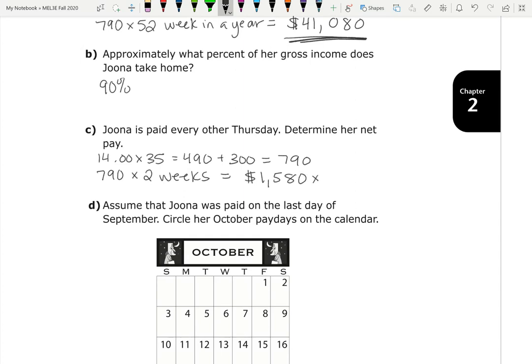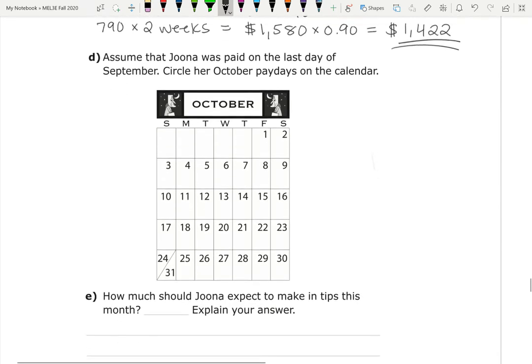And I'm going to multiply it by 90% in decimal form. That's going to be $1,422. That is her net pay. That's how much she's taking home in 1 paycheck.